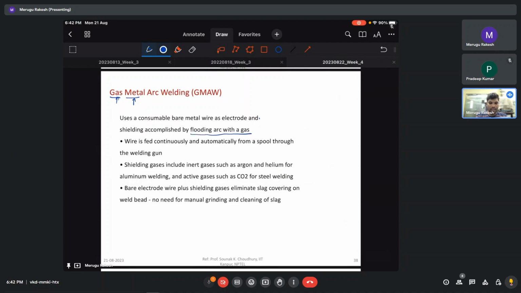The wire is fed continuously and automatically from the spool through a welding gun. Shielding gases include inert gases such as argon and helium for aluminum welding, and active gases such as CO2 for steel welding. A bare electrode wire with shielding gas eliminates the slag covering on the weld bead. There is no need for manual grinding and cleaning of the slag. Since we are not using any flux, there is no need to clean the weld.